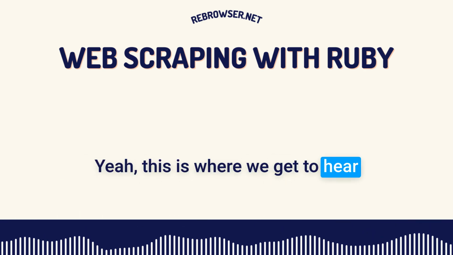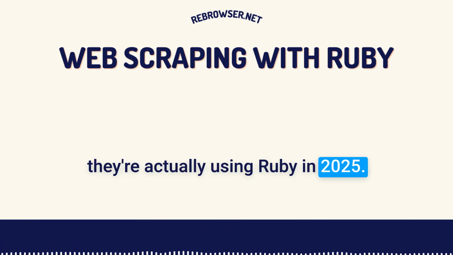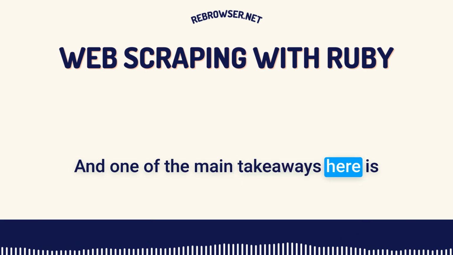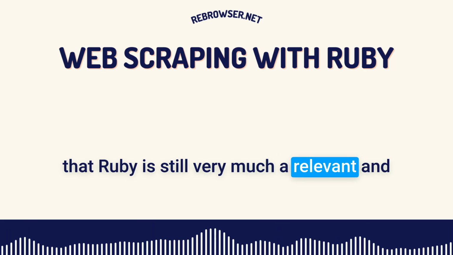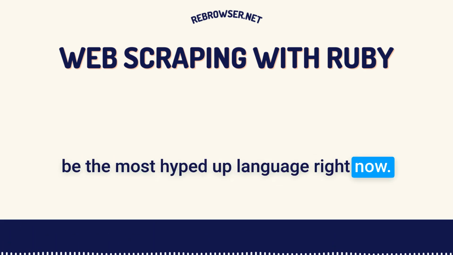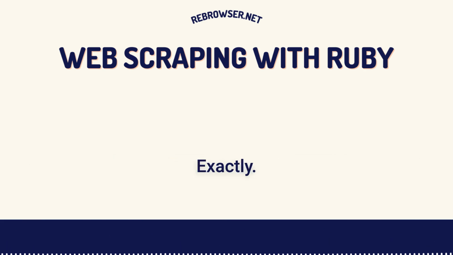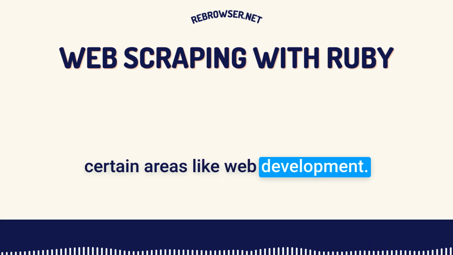Yeah, this is where we get to hear from real-world developers about how they're actually using Ruby in 2025. And one of the main takeaways here is that Ruby is still very much a relevant and valued language, even though it might not be the most hyped up language right now. Right. It's not the new kid on the block anymore. Exactly. But it's still going strong, especially in certain areas like web development.